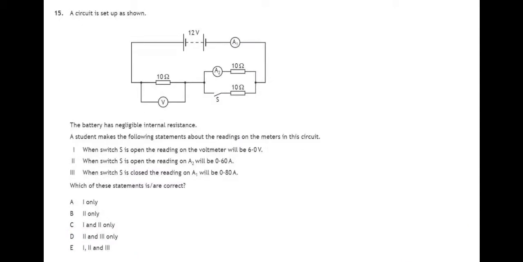Number 15. The circuit is set as shown. A battery has negligible internal resistance. A student makes the following statements about the readings on the meters in this circuit. 1. When switch S is open, the reading on the voltmeter will be 6 volts.